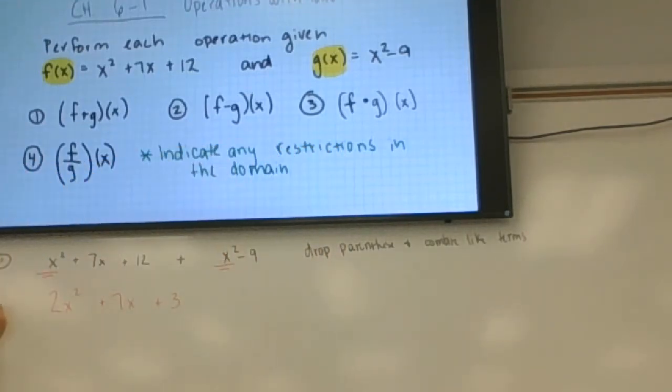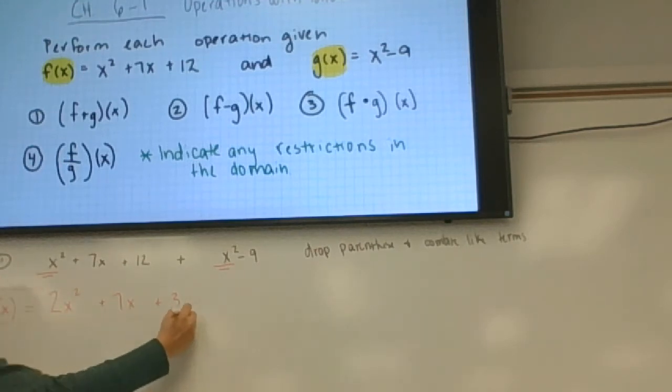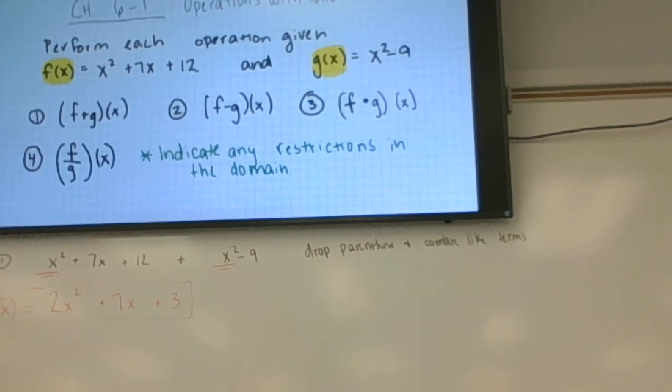I really want to see you write the function notation with the sum. So I want to indicate with my answer what operation I'm learning here. F added to g gave me this polynomial. That's the answer for f plus g.